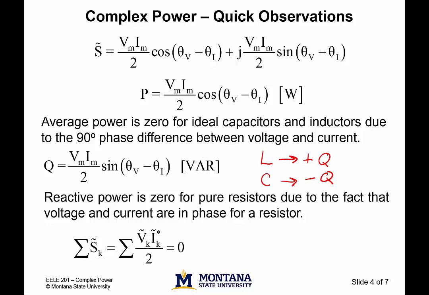So we're summing the complex power over k units. So that's the sum of what? V phasor k, I phasor k conjugate over 2. Breaking this into real and imaginary parts, we find that the sum of the average power associated with all elements must be 0, and so too the sum of the reactive power.